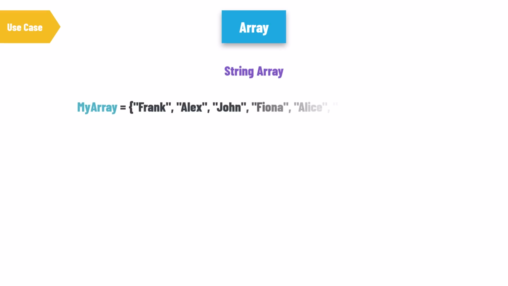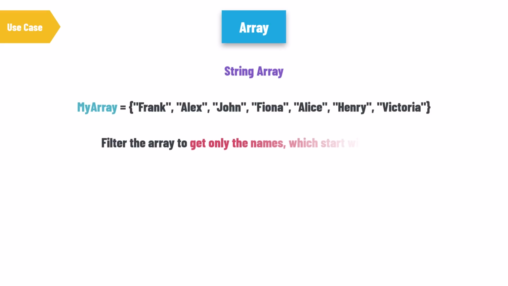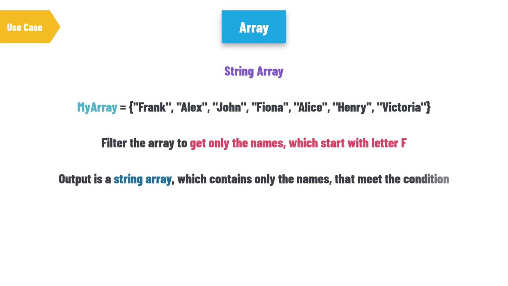For example, a string array. Here is the use case or the task, what I want to implement using a LINQ query. I have a string array, called myArray, which contains the following names. I want to filter this array, to get only the names, which start with the letter F. As output, I want to get an array, which contains only the names, that meet this condition. The query should be written in query syntax.